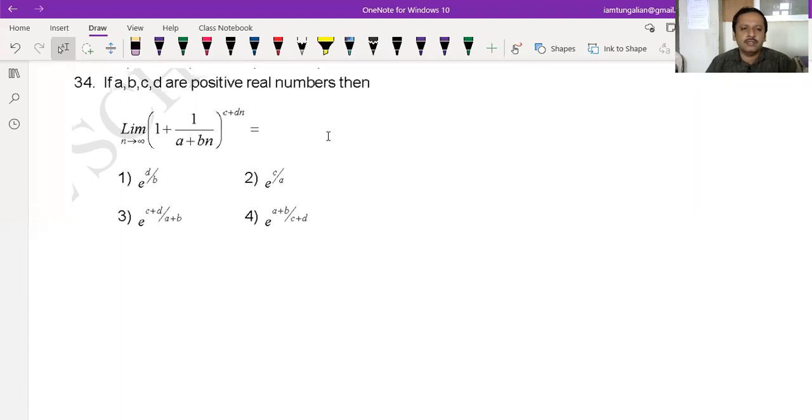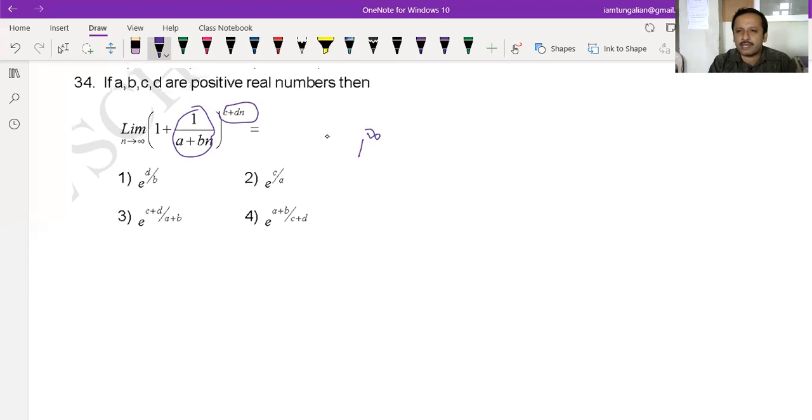Now, if we directly apply the limit to 1 plus 1 by (a plus bn). Observe here the numerator is 1, the denominator is a plus bn. It's a linear factor in the denominator, and the numerator is a constant. So as n tends to infinity, this much will tend to 0. Okay, so 1 plus 0, that is 1. The base will be 1. And the power c plus dn, as n tends to infinity, will tend to infinity. So again in this problem also, it is of the form 1 power infinity.